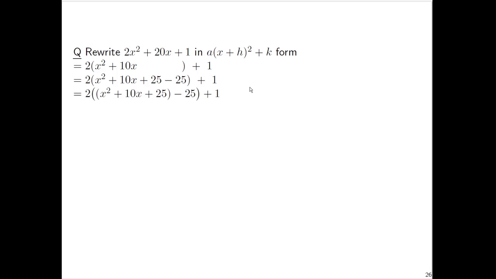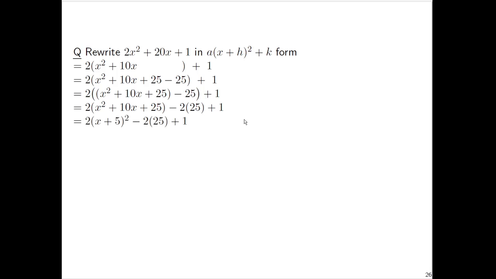Then this next step, you might skip writing it in the future, but I'd like to try to clarify the key places where things are confusing for folks. And I've grouped together the first three terms in parentheses, so in its own new set of parentheses. And then you can distribute the 2 to the first group of things. So you have 2 times x squared plus 10x plus 25. And then also distribute 2 to the minus 25, and you have minus 2 times 25. And there's still this plus 1 hanging out here.